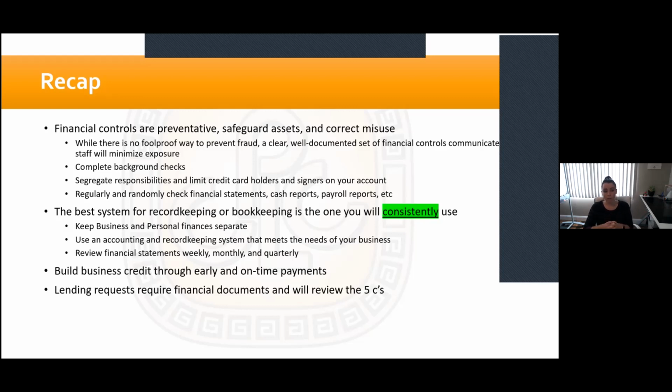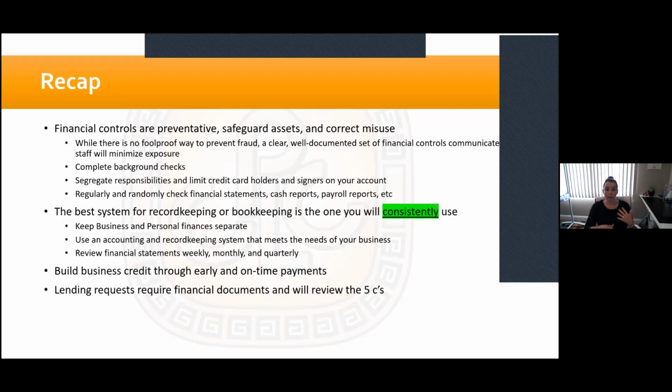Review your financial statements. I recommend you do it weekly, monthly, quarterly, and annually. Just regularly be on top of your financial statements and always compare them against what you projected you were going to do, so that you know if you fell short or the areas where you went out of your budget. Building your business credit takes early and on-time payments with your vendors. And then lending requests will require financial documents, and they will review the 5 C's.